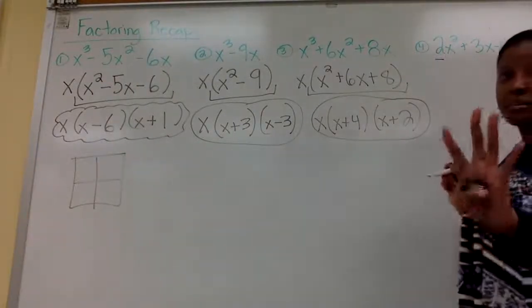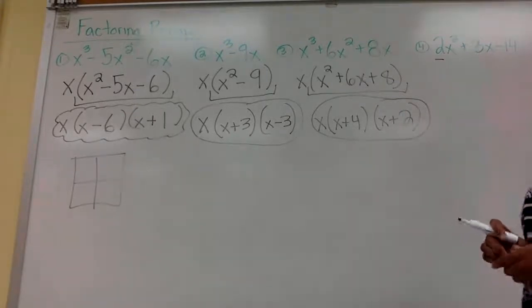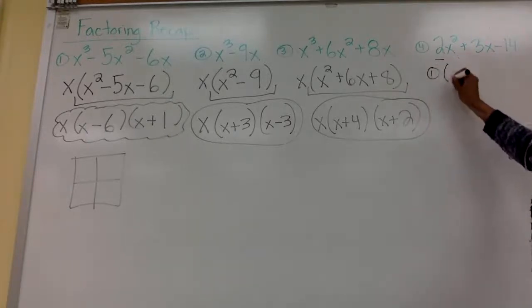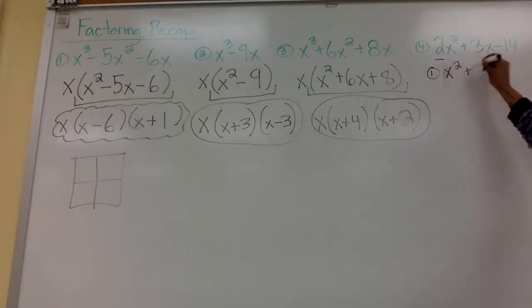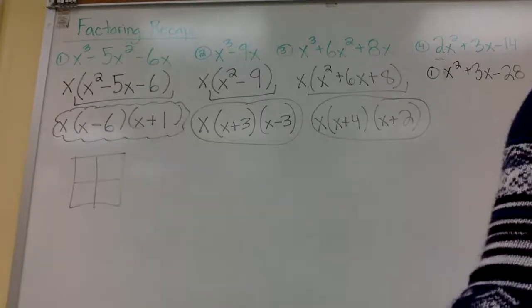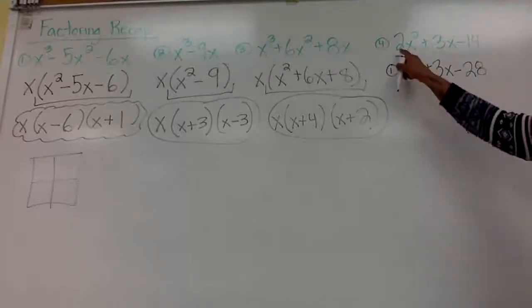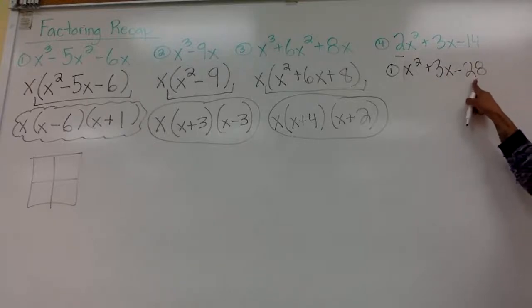It's a 4-step method. Step 1, multiply the first and last number. 2 times negative 14. Let's see if I can slide over a little bit more so you can see. Okay, there you go. So step 1, multiply the first and the last number. 2 times negative 14 gives me negative 28.